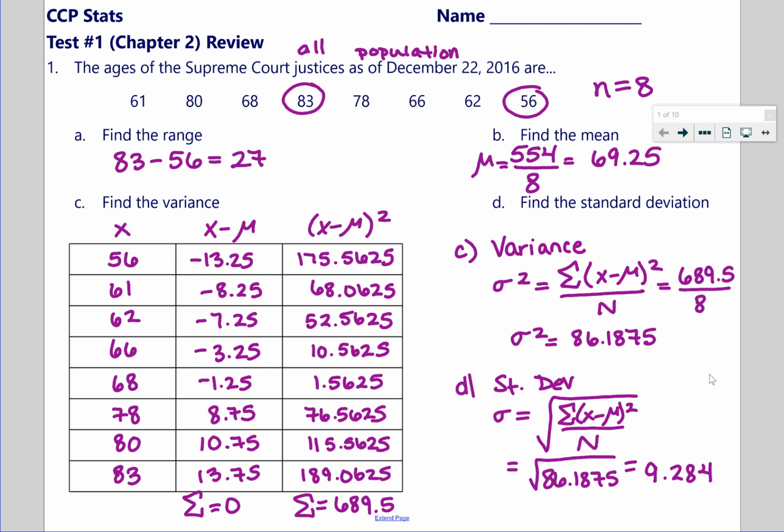What questions do you have on this first one? Anything? The M is mean, right? So it's not an M, it's a mu. It's got an extra long tail there, but yes, it's the mean if it's population. And if it's sample, we'll see that in the next problem, we use an X bar instead.